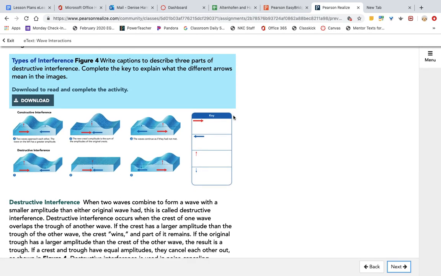Types of interference, Figure 4. Write captions to describe 3 parts of destructive interference. Complete the key to explain what the different arrows mean in the images.